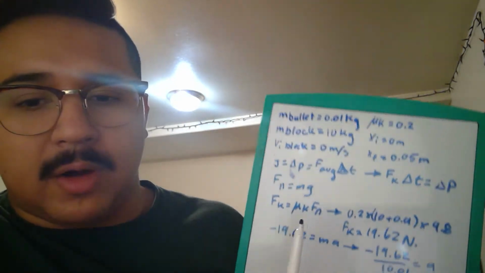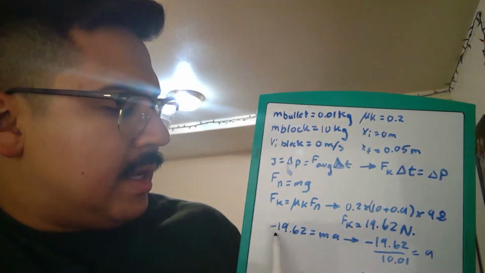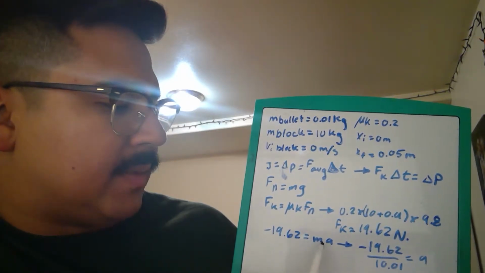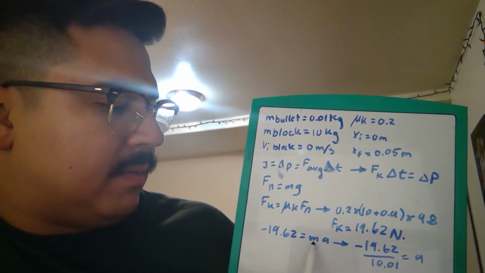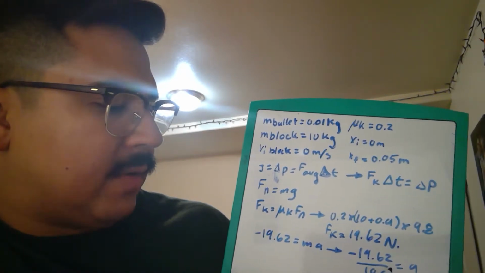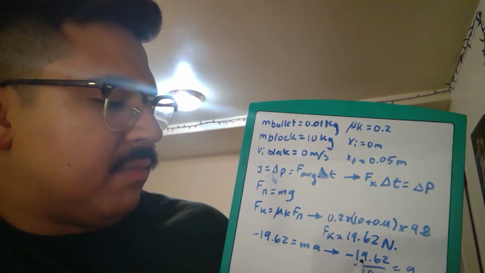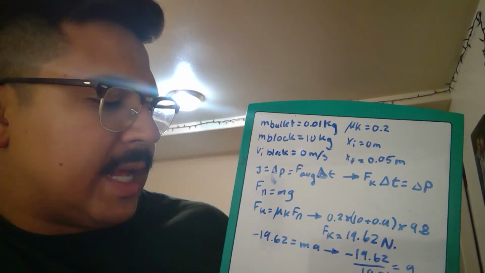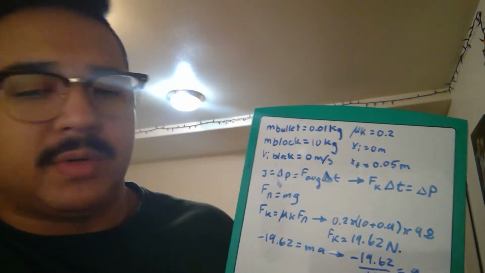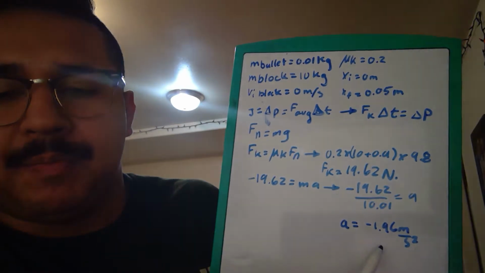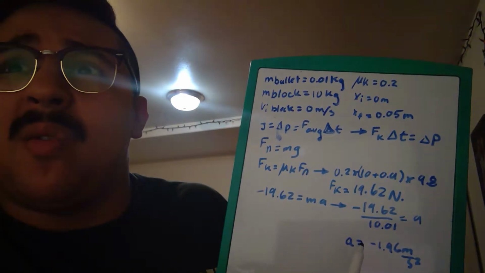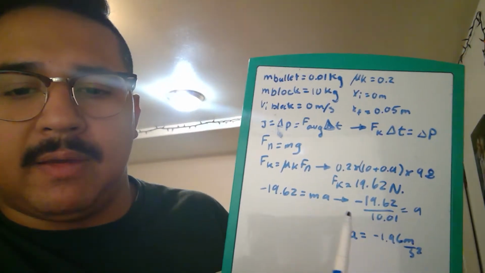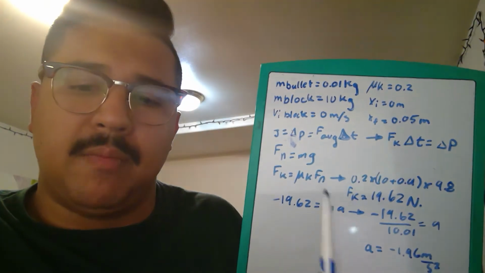So now we go back to our F equals ma equation. We have F, which is negative 19.62, equals mass times acceleration. We're going to divide all this by mass to get acceleration alone, which is negative 19.62 divided by 10.01, equals acceleration, which equals negative 1.96 meters per second squared. From there, we're going to calculate our initial velocity, and this is for the system, and we want to eventually get it just for the bullet.